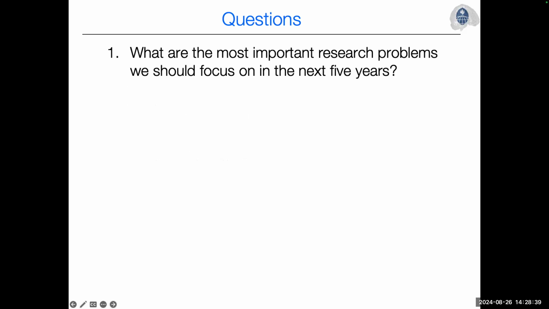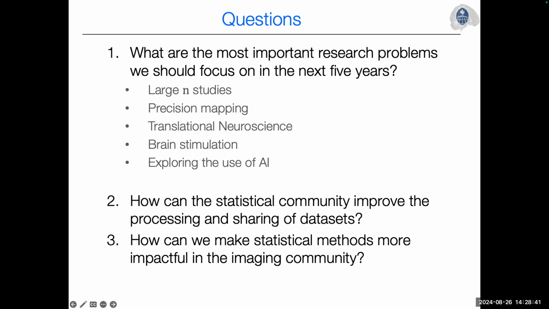And so the next thing is, how can we, the statistical community, improve the processing and sharing of datasets? And this is where I'm going to talk a little bit about the left turn my career has taken. I'm actually going to ask you guys for help here. So in the last 5 years or so, I've become a data collector. And so now I have a lot of data.